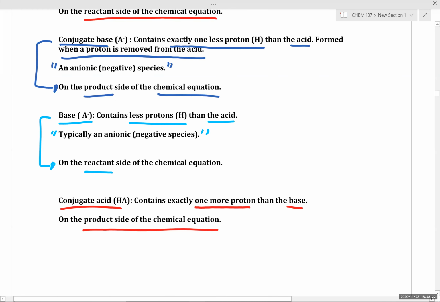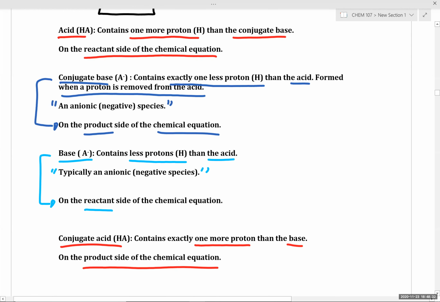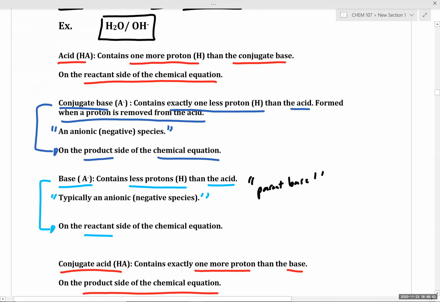Professor, which one did you say was the parent base? The base is also known as the parent base. So another classification for the base is the parent base. Likewise, the acid is often called the parent acid, as it's the species engaging in our chemical reaction, while the conjugate acid and base are produced from the reaction.